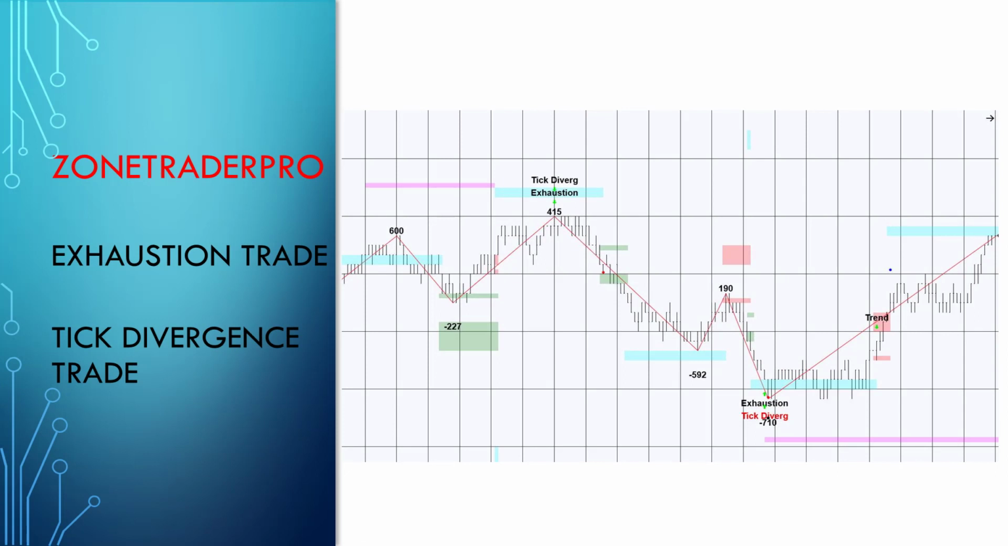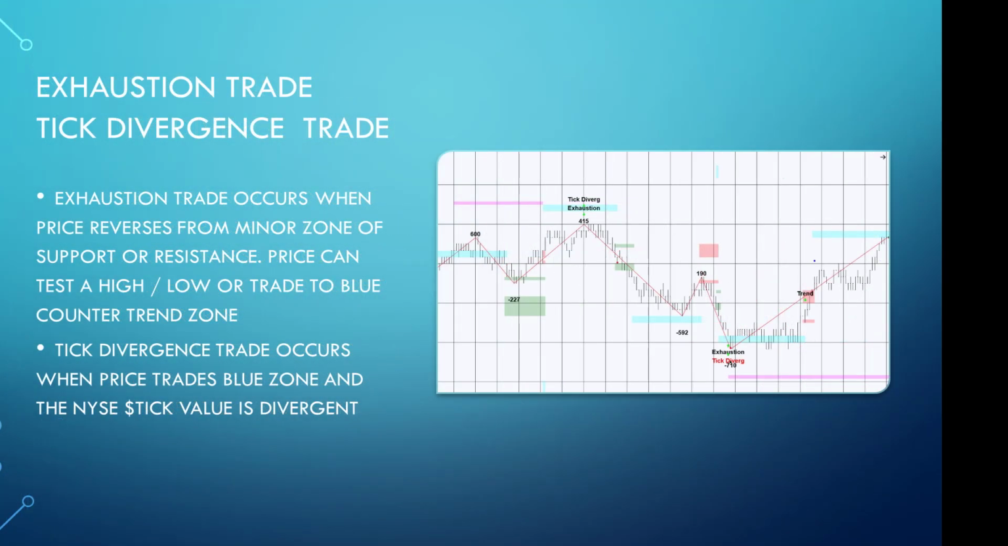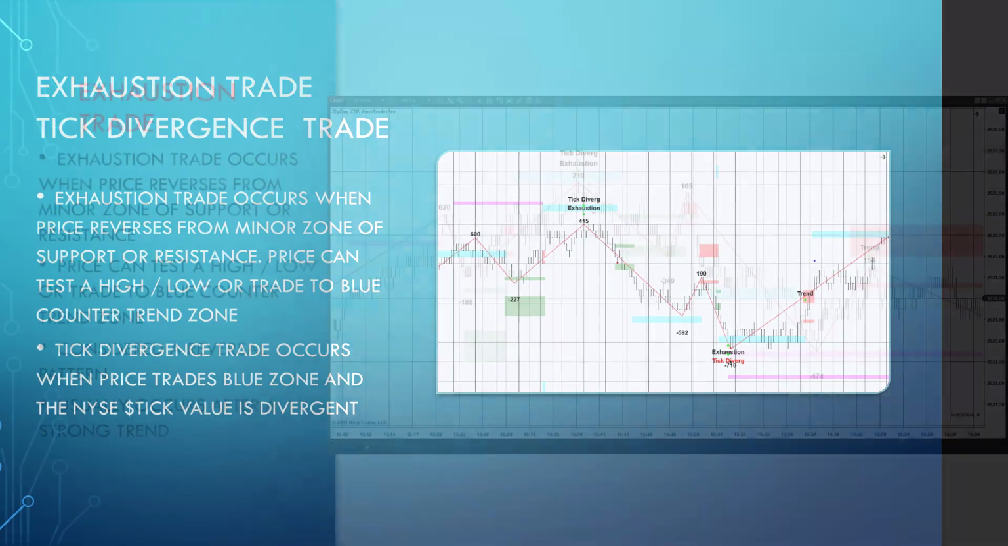Welcome traders. In this video we're going to take a look at two other patterns, the exhaustion trade and the tick divergence trade. In the exhaustion trade, the trade occurs when price reverses from a minor zone of support or resistance. The price can test a high or a low, or it could trade all the way to the blue counter trend zone. The tick divergence trade occurs when price trades to a blue zone with or without exhaustion, and the NYSE tick value is divergent.